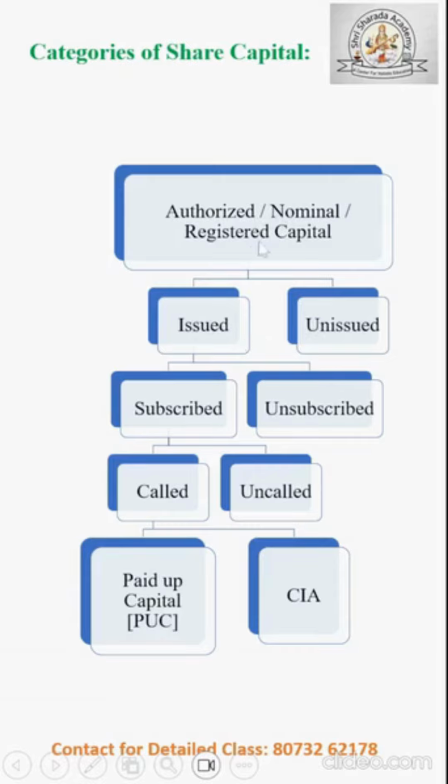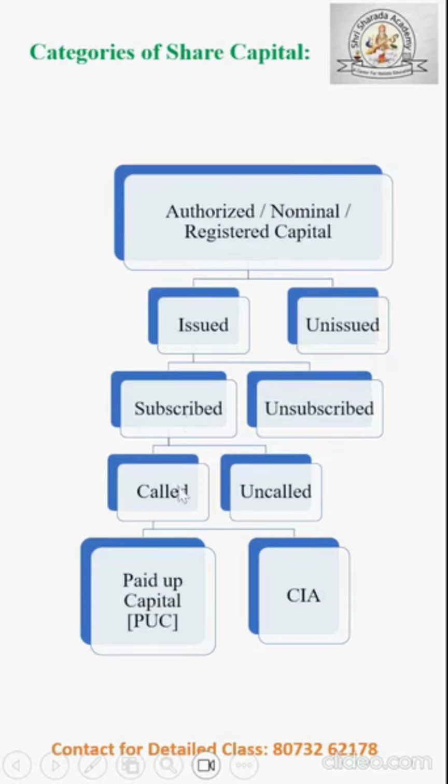Issued capital is that part of authorized capital which is issued to the public for subscription. Then the issued capital is further divided into subscribed and unsubscribed. Subscribed capital is that part of issued capital which is actually subscribed by the public. Unsubscribed capital is the one which is not subscribed.